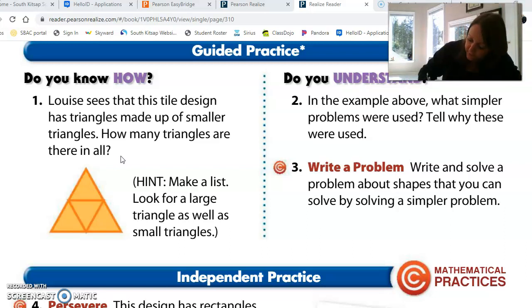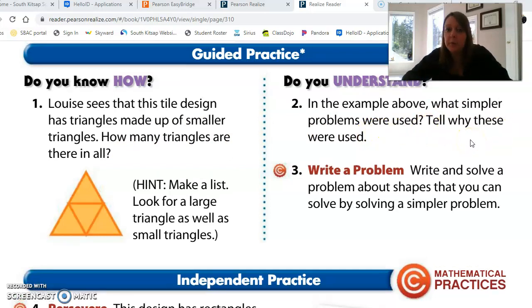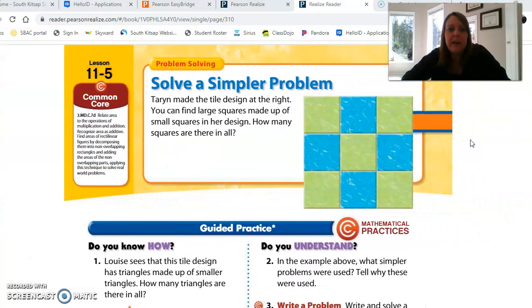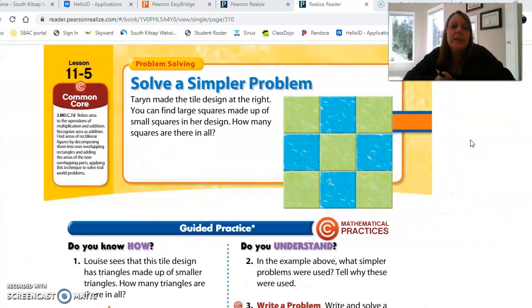Okay, number 2. Now remember, you should have watched the video first because sometimes it refers to that. So number 2, in the example above, what simpler problems were used? Tell why these were used. So I'm going to come back up here. And it says Taryn made the tile design at the right. You can find large squares made up of small squares in her design. How many squares are there in all?